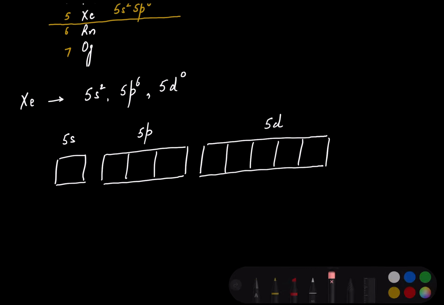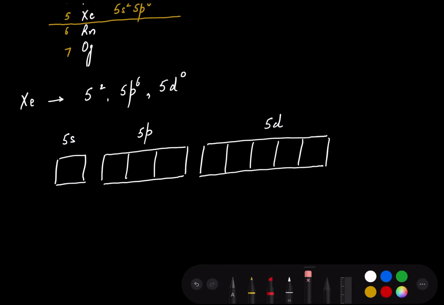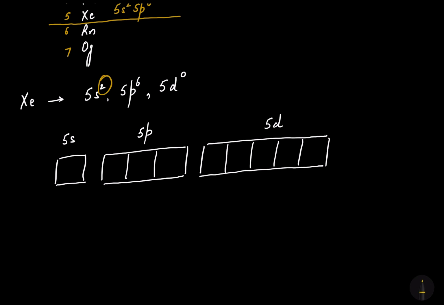Here 5s is having 2 electrons. So I am filling 2 electrons in the s orbital. That's the first electron with a spin of plus 1 by 2, and that's the second electron with a spin of minus 1 by 2. Now the 5p is having a total of 6 electrons. So we have to fill 6 electrons in the degenerate orbitals of 5p according to Hund's rule.